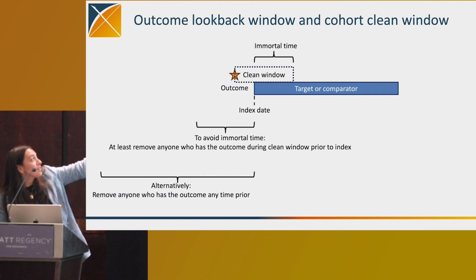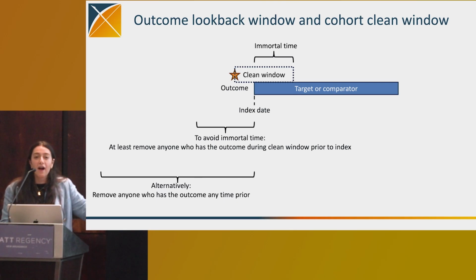And so you can see down here where it says, alternatively, we could remove anyone who has had the outcome at any time prior. And now we're overriding the clean window. We're just looking back for the entire history in terms of the prior occurrence of this outcome.